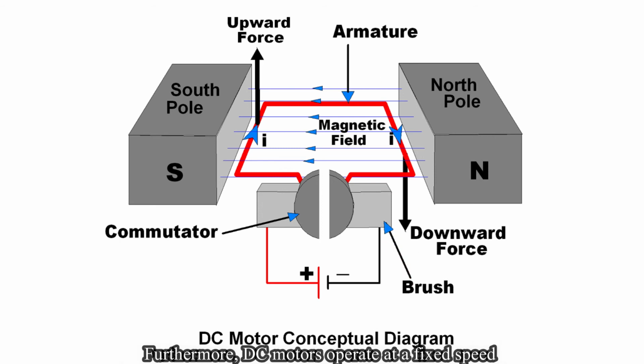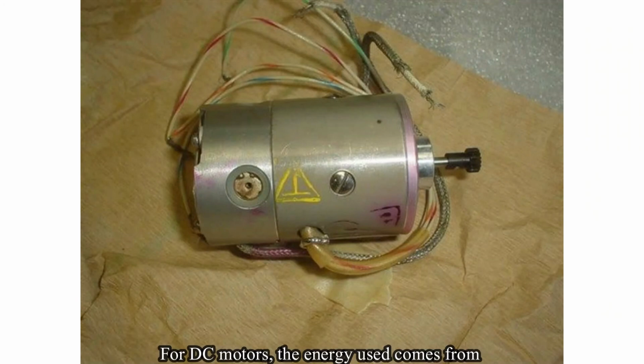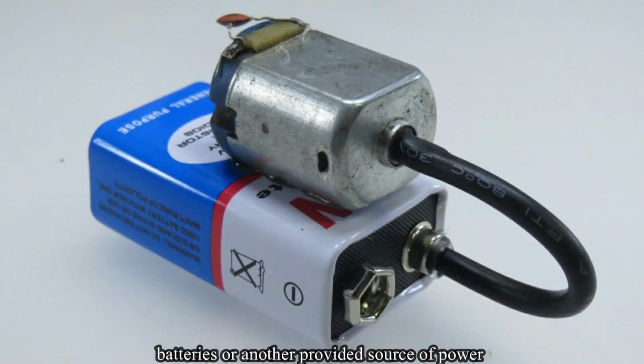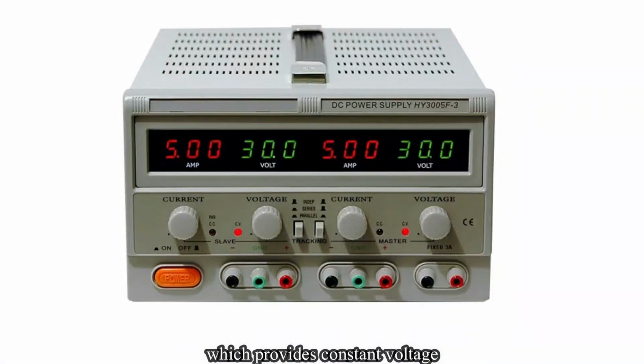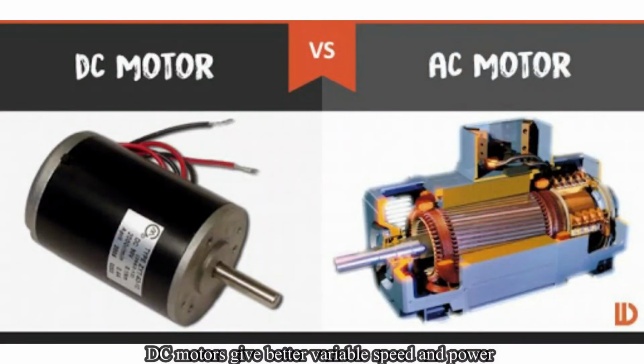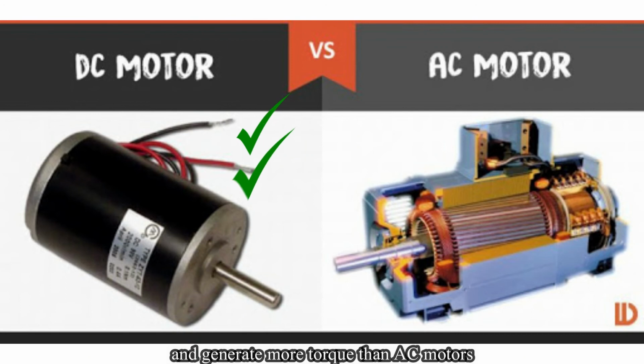Furthermore, DC motors operate at a fixed speed for a fixed voltage and there is no slip. For DC motors, the energy used comes from batteries or other provided sources of power which provide constant voltage. DC motors give better variable speed and power and generate more torque than AC motors.